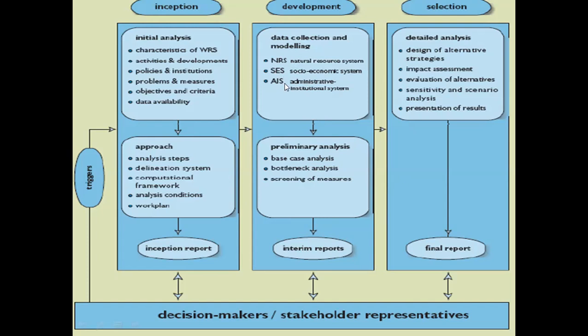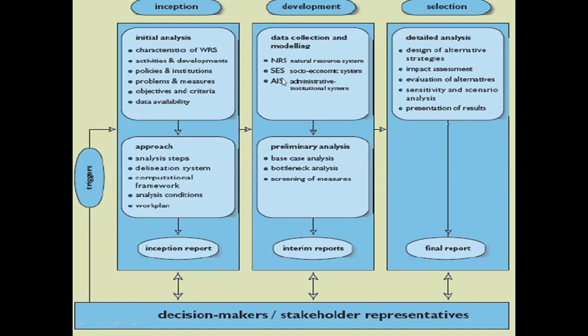The administrative and institutional system is like the central system, and the natural resource system is like the rivers from where we get the water, and the socio-economic system is human dependent. So the natural resource system and the socio-economic system are dependent on each other, and how to manage between these two is planned by the administrative institutional system.